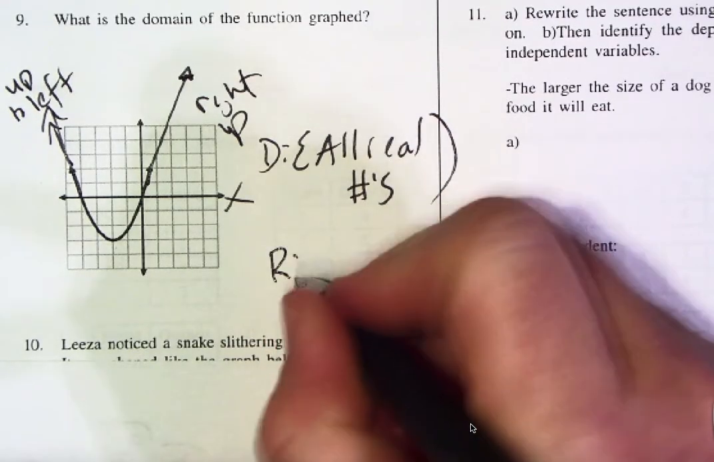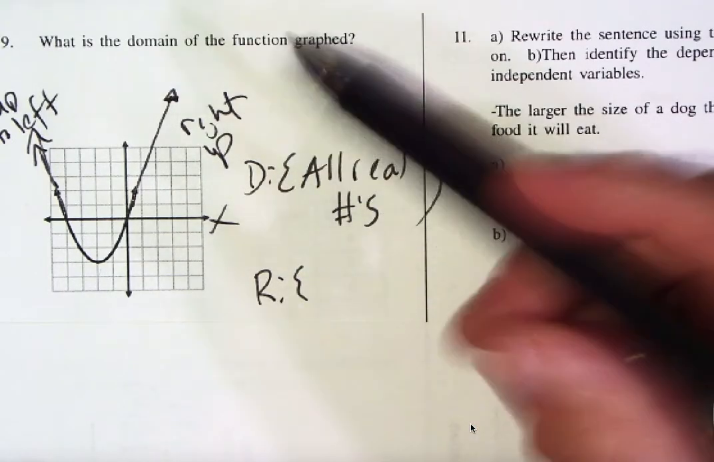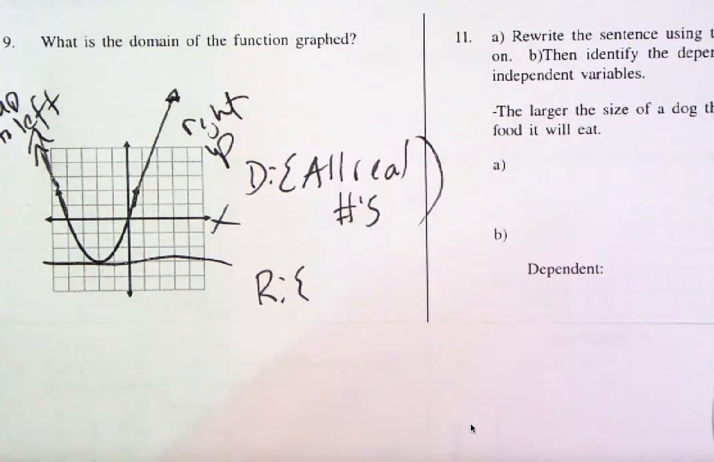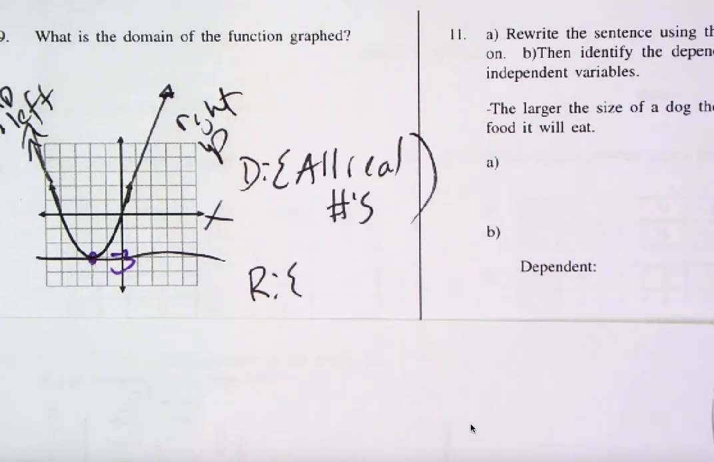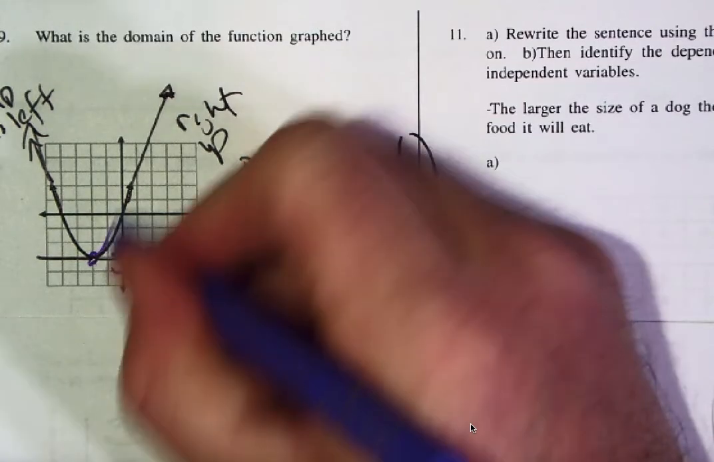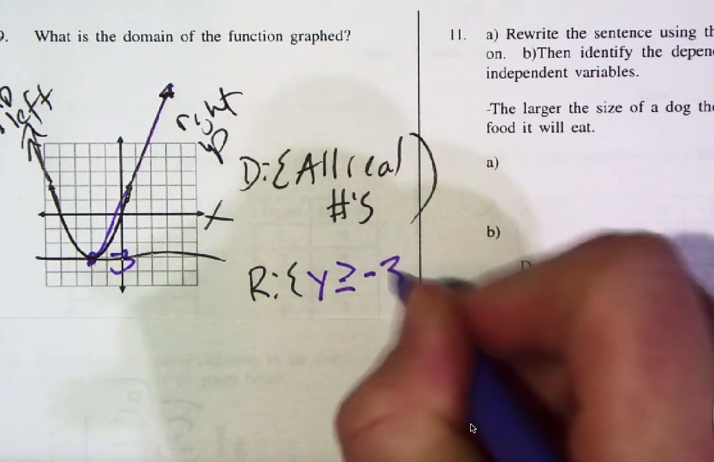The range is a little different because the range doesn't go down forever and up forever. Some of you noticed, and it wasn't part of the quiz, that the low point for the y's is at -3 and everything above works because it goes up forever from there. So the range is y is greater than or equal to -3.